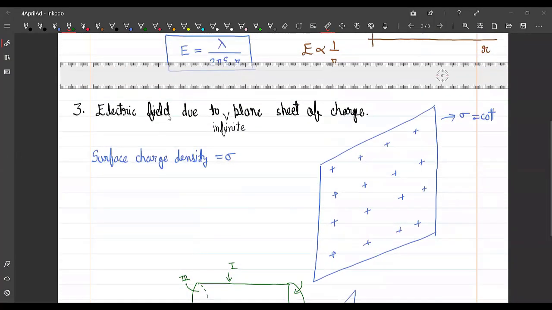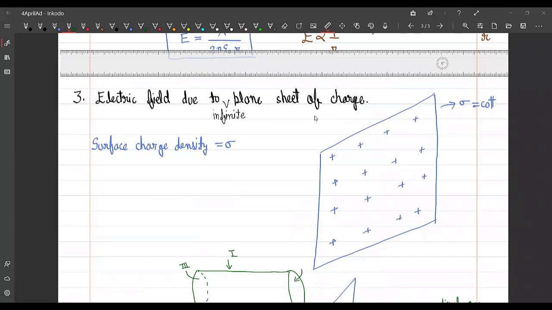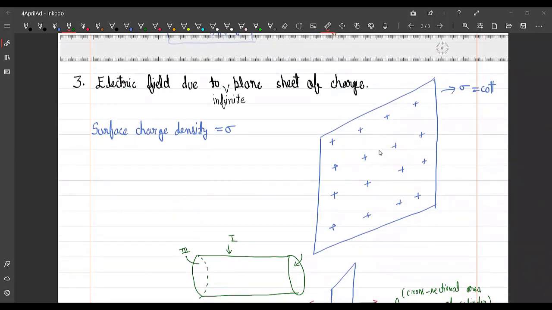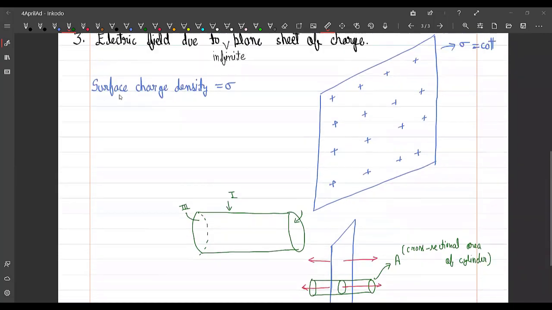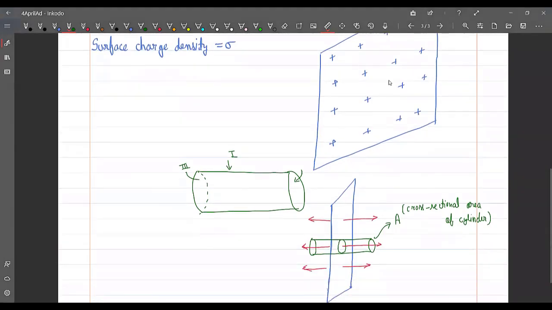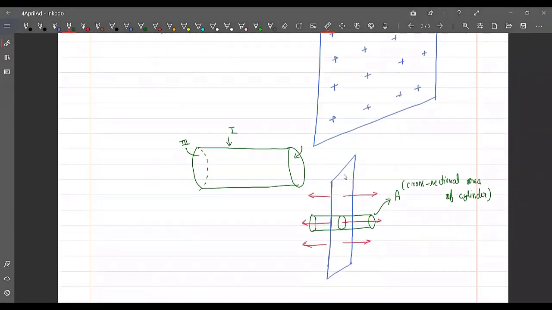So here we are talking about electric field due to an infinite plane sheet of charge, and we've drawn the infinite plane sheet, and the surface charge density is sigma, and sigma is given as a constant. To find out the electric field, we have drawn the surface like this, and the Gaussian surface is a cylinder. I'm zooming in the cylinder. We have three surfaces: first surface, second surface, and the third surface. First surface is the curved surface.